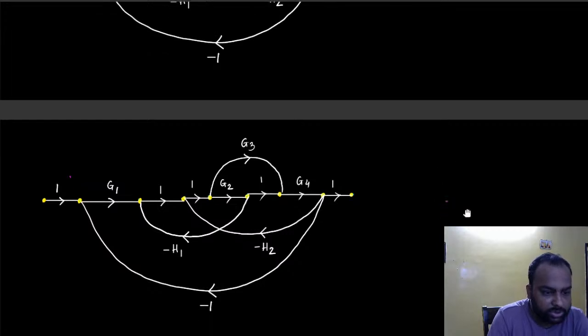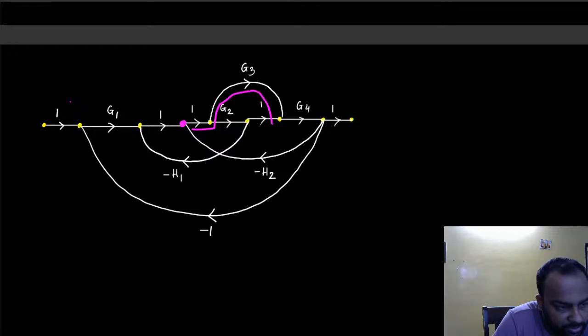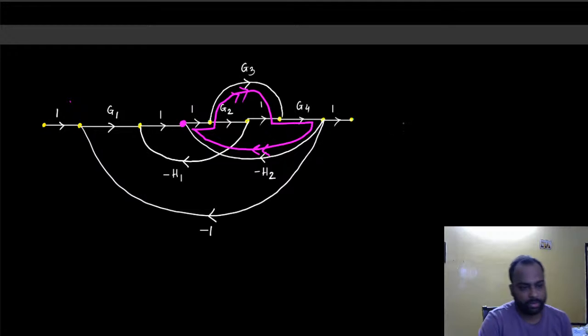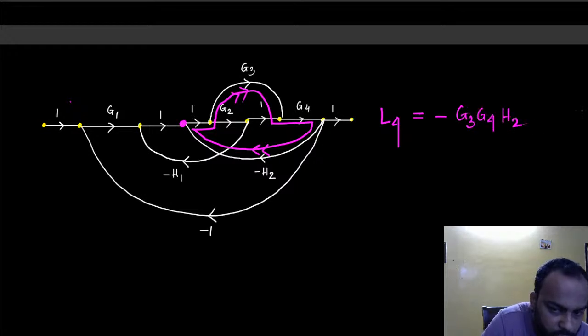All right. So do I have other loops? The answer is yes, I have another loop. For example, I can start from this point and go like this one and come back. See, that is one loop. So I can start from here, go through this one, go in this way, and come back like this. So that's another loop. Consider that to be loop 4. And the gain is, of course, I am not encountering G2, but I am encountering G3. So G3, G4 and minus H2. So minus G3, G4, H2.